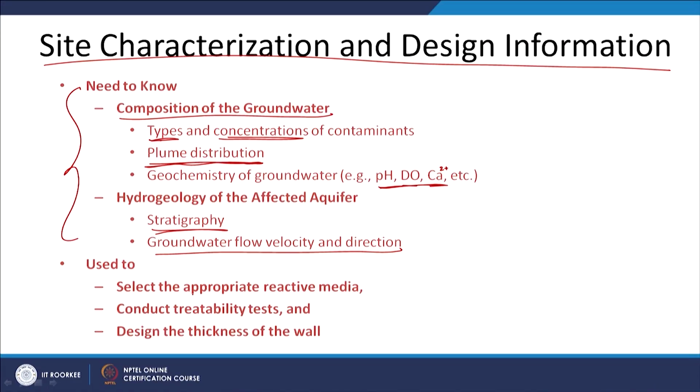And what will this help me with? To select the appropriate reactive media: from the types and concentrations of contaminants, I can select the appropriate reactive media. It will help me to conduct treatability tests and then design the thickness of the wall, right. So, what am I going to design? I am going to look at the length of the PRB and the height of the PRB, but typically that will be determined by the plume size and distribution, yes.